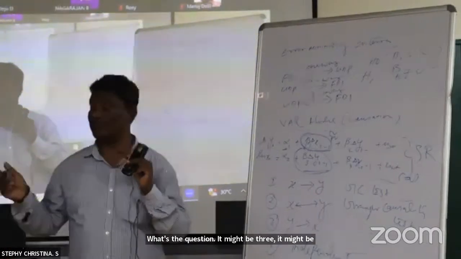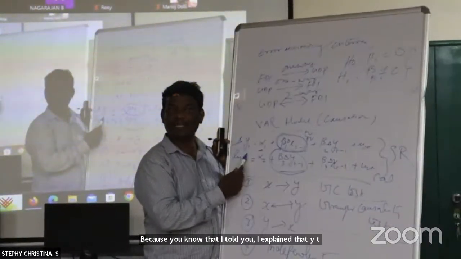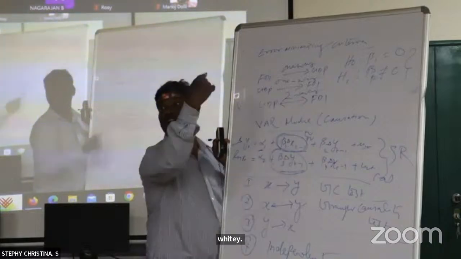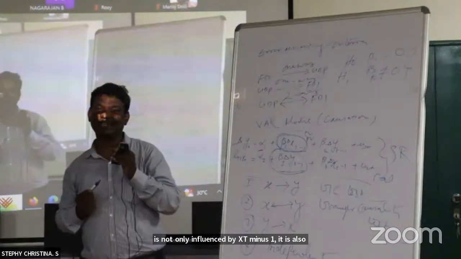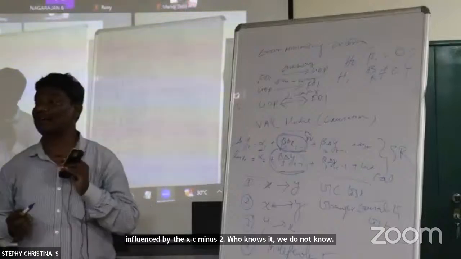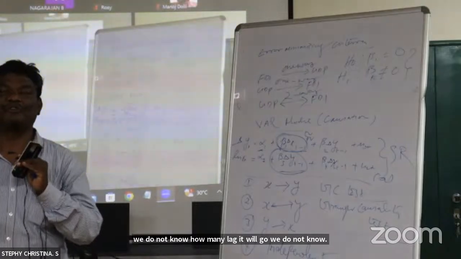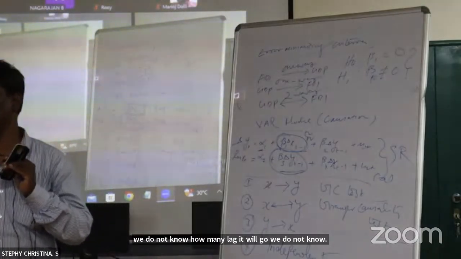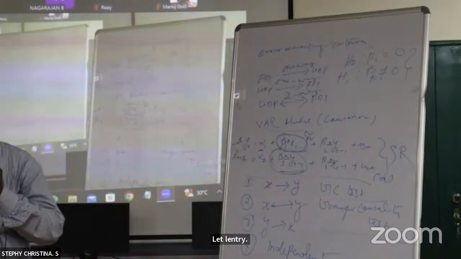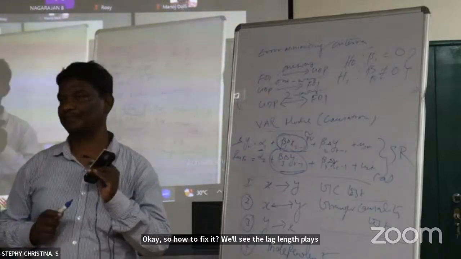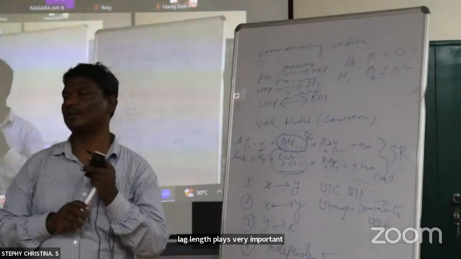Why? Because I explained that Yt is not only influenced by X(t-1), it is also influenced by X(t-2). Who knows how far? We do not know. So we have to fix the optimal lag length. How many lags it will go, we do not know. So we have to fix it. The optimum lag length should be decided. Okay, so how to fix it? We'll see. The lag length plays a very important, key role in the causality test.